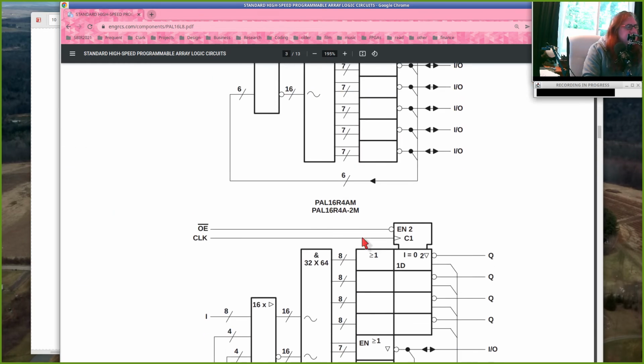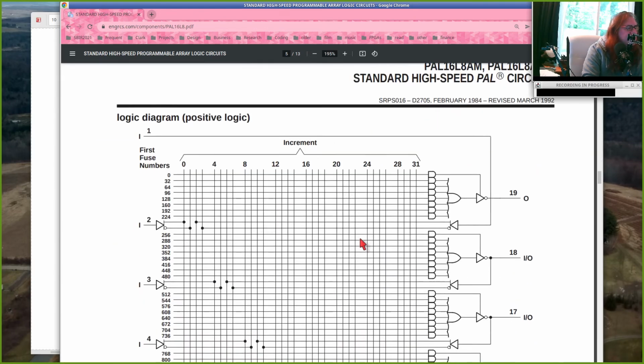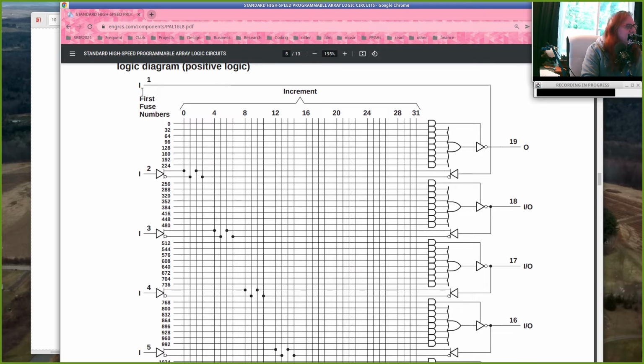And there's a fuse map of sorts in here, right? So here's your inputs on the side, input 1, 2, 3, 4, 5. And these are running across into AND gates, and those AND gates get combined into an OR gate. And this has some extra functionality to it.